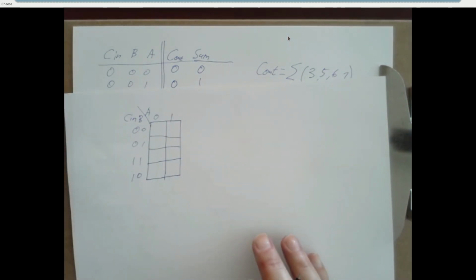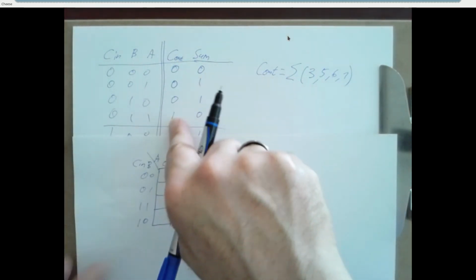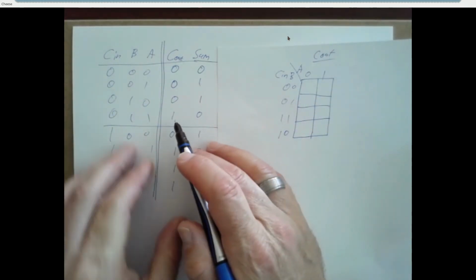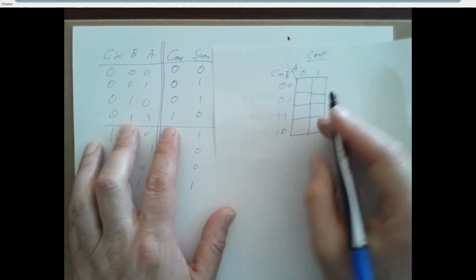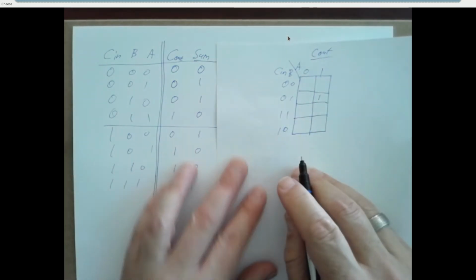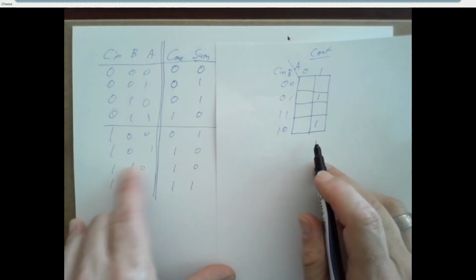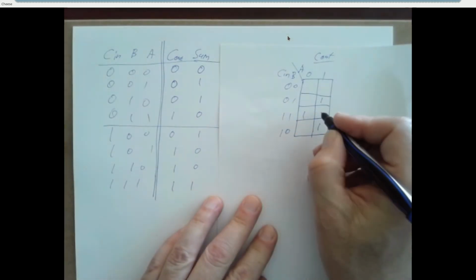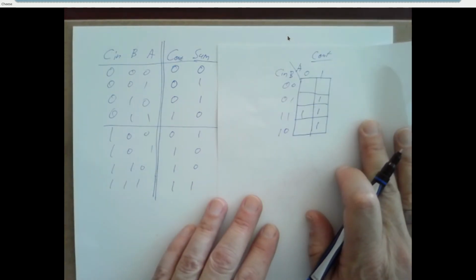There's no funny ordering there. And we're doing carry out, so we're just looking at this column right here. We want a 1 in the following cases: 0, 1, 1. So this bit right here should be a 1. Along with 1, 0, 1. And 1, 1, 0. And 1, 1, 1 is right there. So there's the K-map we want to cover.